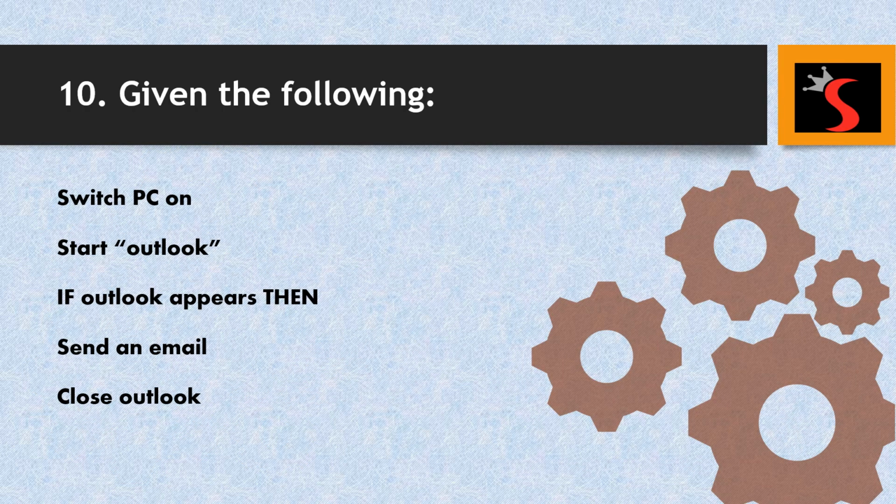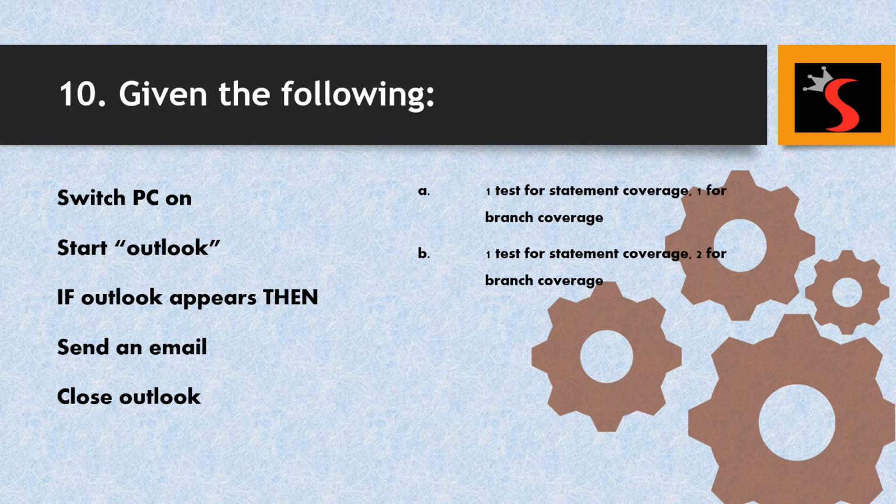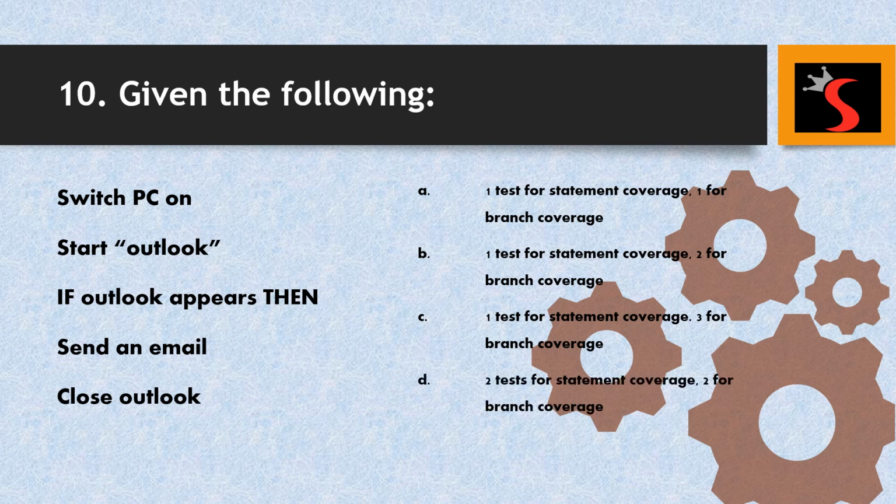Given the following: switch PC on, start Outlook. If Outlook appears, then send an email, close Outlook. A, 1 test for statement coverage, 1 for branch coverage. B, 1 test for statement coverage, 2 for branch coverage. C, 1 test for statement coverage, 3 for branch coverage. D, 2 tests for statement coverage, 2 for branch coverage. Or E, 2 tests for statement coverage, 3 for branch coverage.